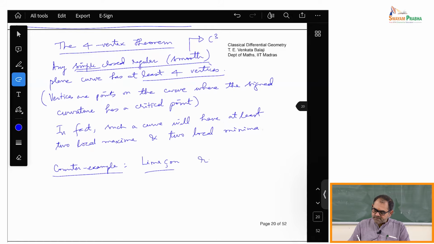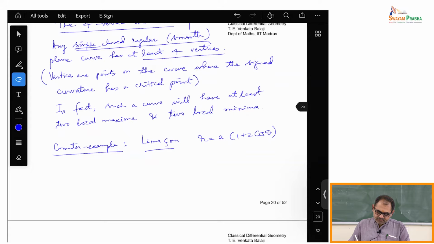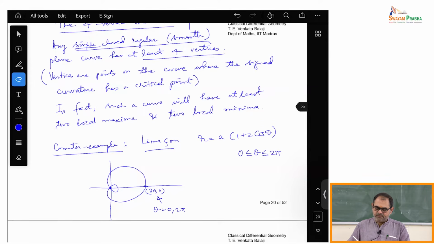which is given by r equals a times (1 plus 2 cos theta), in polar form. There is a little bit of a confusion here when you write it like this, which I will explain. If you draw this curve, it is going to be like this. This point will correspond to (3a, 0), and this point will of course correspond to theta equal to 0 and 2 pi.